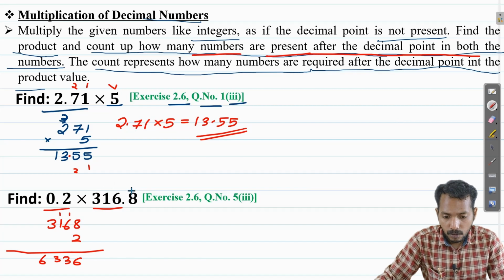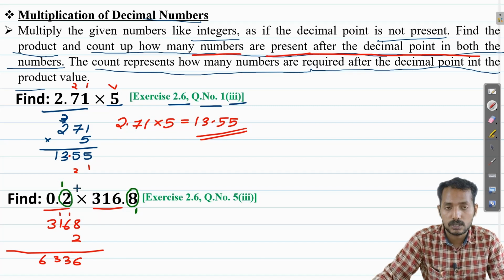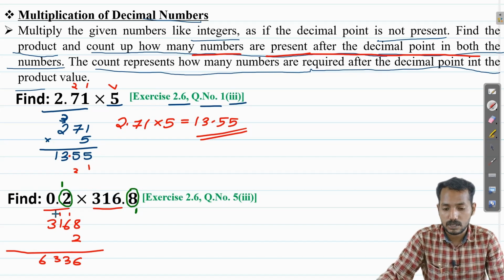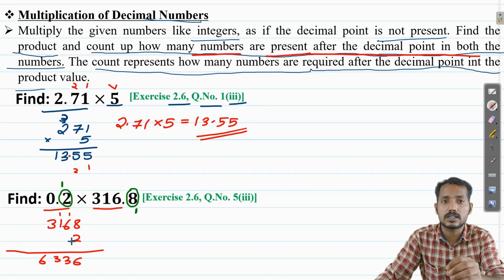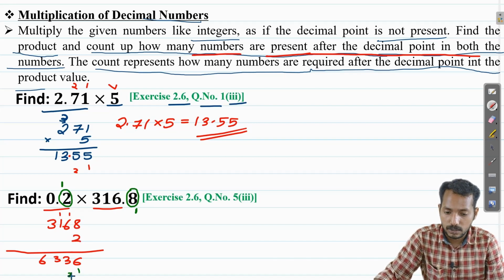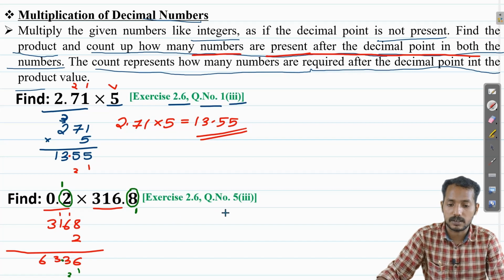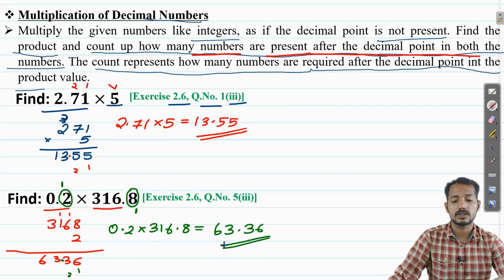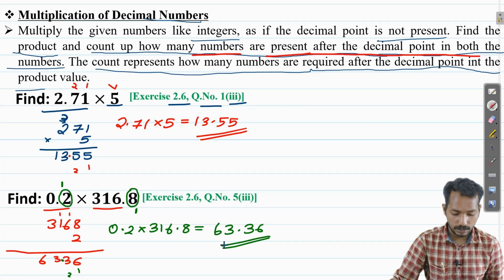Now see here. Here one digit is after the decimal point, and here also one digit is after the decimal point. So there are a total of two digits after the decimal point, including both the numbers. So in the product also there should be two digits after the decimal point. So 1, 2, the decimal point should be here. So the result is 0.2 into 316.8 is equal to 63.36. Okay, so this is all about multiplication of decimal numbers.